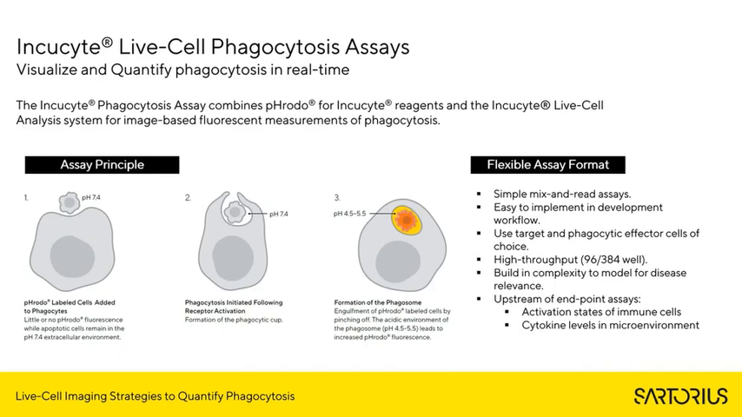These protocols are simple mix and read ones, and they're easy to implement into your development workflow. For example, you can use your target and phagocytic effector cells of choice, and these assays can be conducted in a high throughput manner, with the option of building in complexity to model for disease relevance if you so choose. Additionally, as these assays are non-exhaustive, they can be used upstream of any endpoint assays that you'd like to do. For example, looking at activation states of immune cells or checking the cytokine levels in the microenvironment.